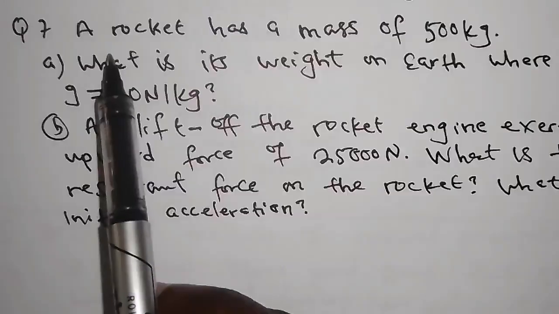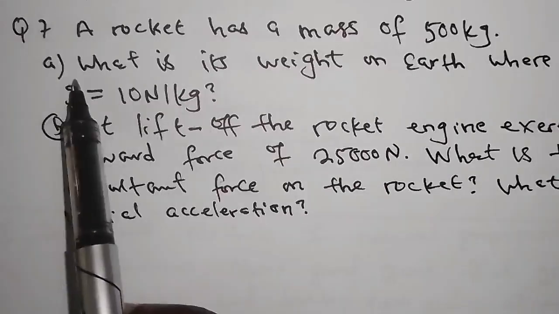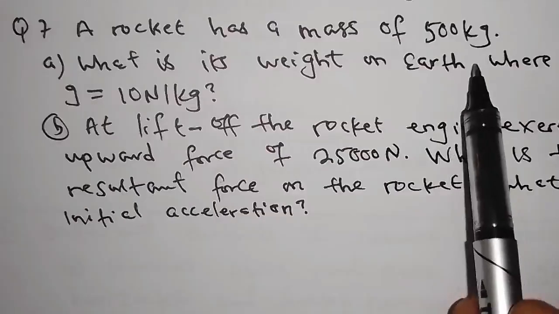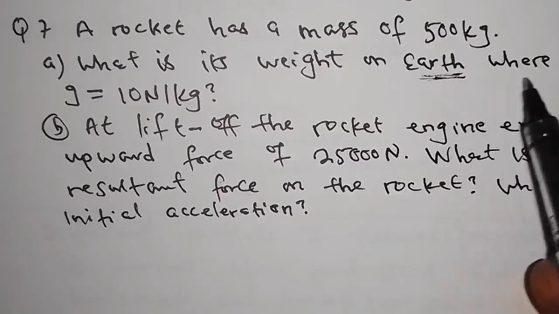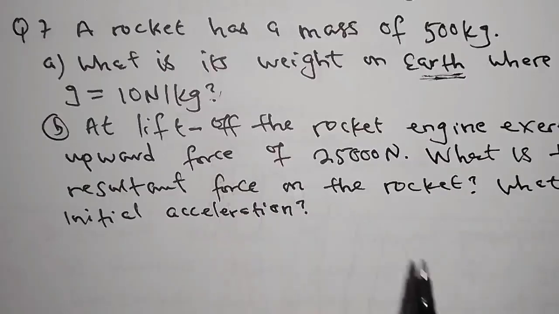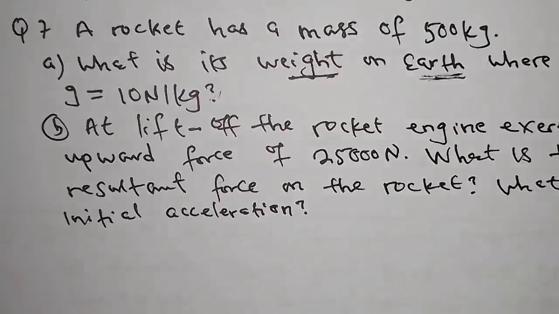Now question 7 says, a rocket has a mass of 500 kg. A, what is its weight on Earth? So on Earth, the acceleration due to gravity is 10 Newton per kg. So what is its weight?